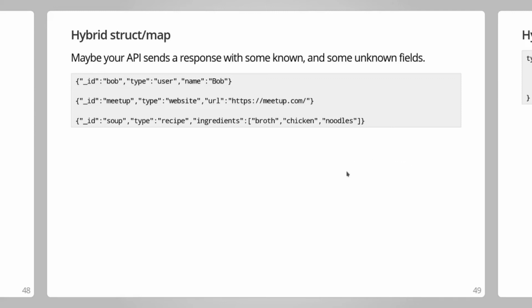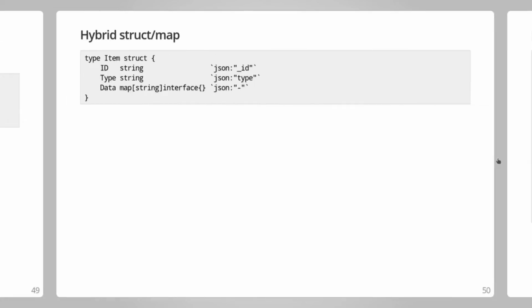So here's our example input data. We have, in this case, 2 fields that are the same across all objects, the underscore ID and the type. Everything else is arbitrary, and we don't have any way to know what it is. It might be that these fields vary based on the type, or they might be completely arbitrary. And so we'd like to access the ID and type through struct fields rather than using a map. Everything else must be in a map because we don't know what it is.